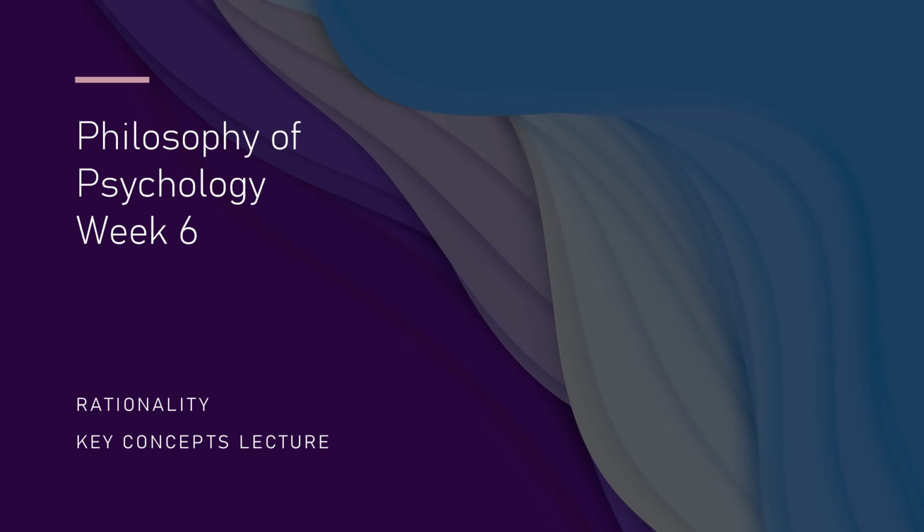Hi there and welcome to this video lecture for week 6 of the Philosophy of Psychology summer course. This week we're going to be talking about rationality. So I'm going to go over the themes in this lecture. The material is from chapter 1 of the Philosophy of Psychology textbook.